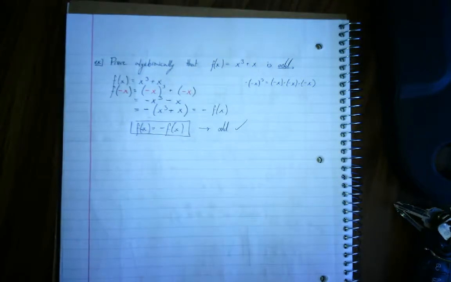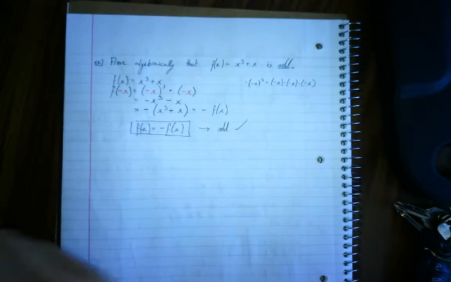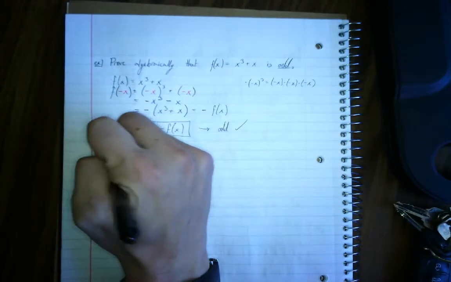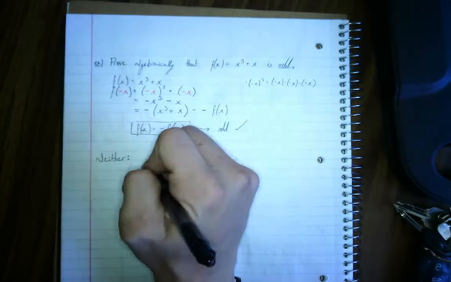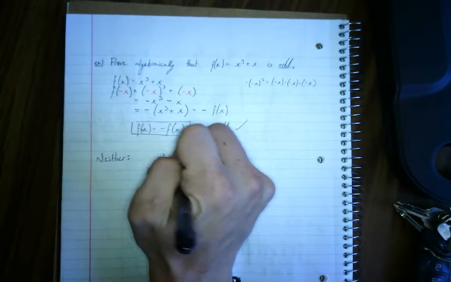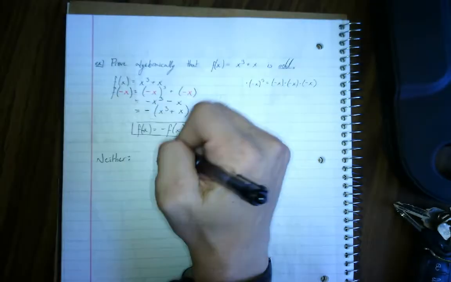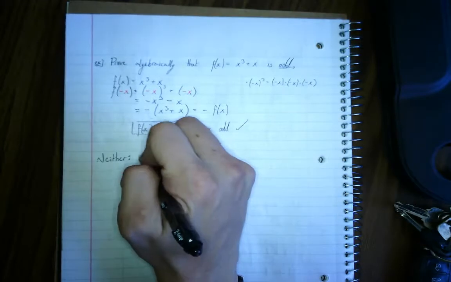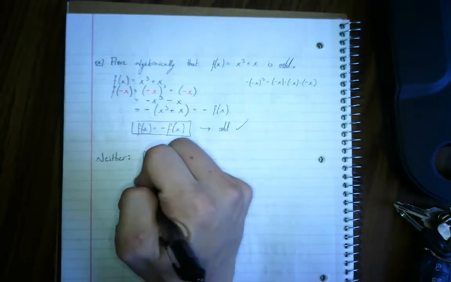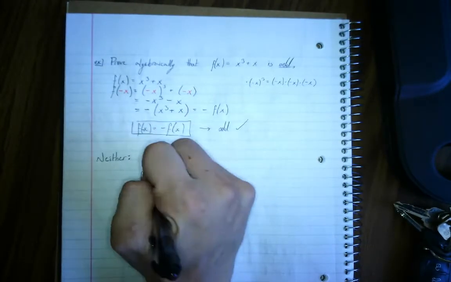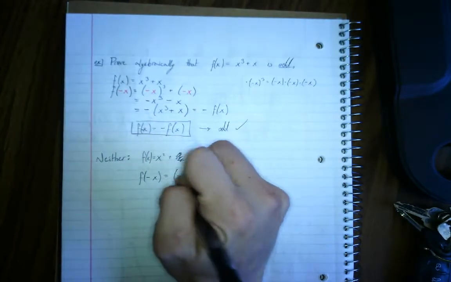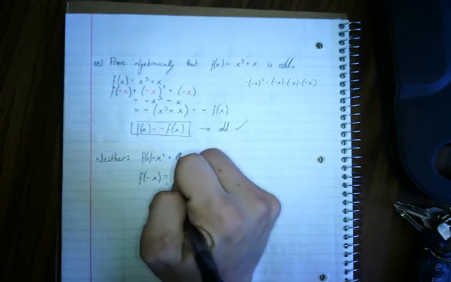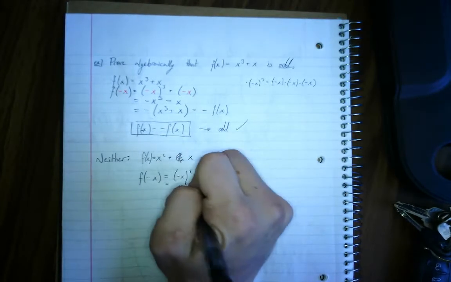Check. So the last case you're going to see, I'm not going to go too into it, but it's neither. And neither is pretty easy to see. If we do something like x squared plus 1, or maybe instead x squared plus x, so this will be our new function. We try to do our negative x, and we see that we get a negative x squared plus a negative x. And so that gives us x squared minus x.